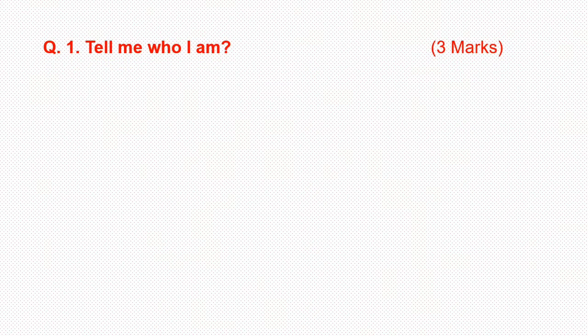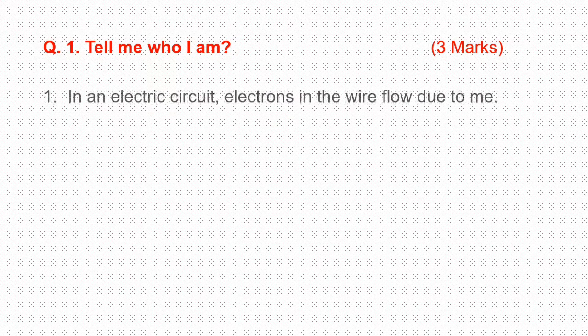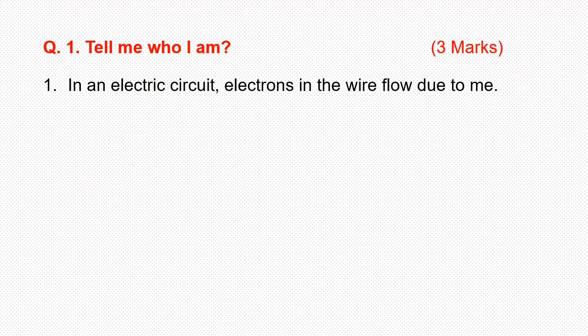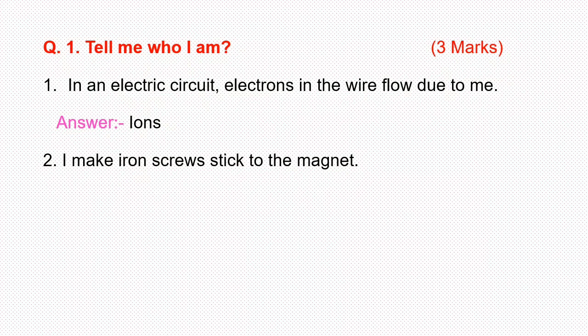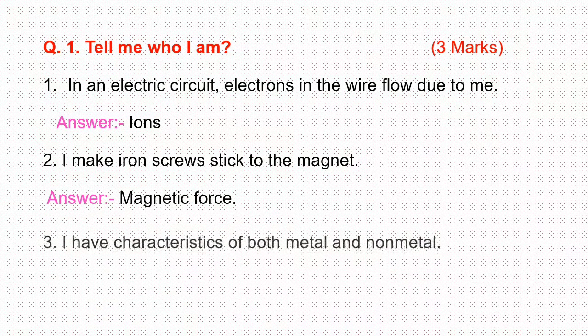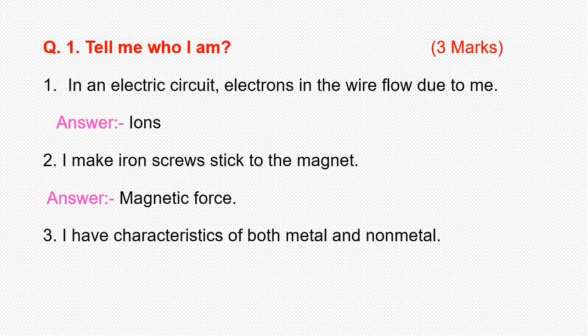Let's start the test. Question number 1 is, tell me who am I? This question is for 3 marks. And the statement is, in an electric circuit, electrons in the wire flow due to me. Who am I? Yes, the answer is ions. Second statement is, I make iron screws stick to the magnet. I am magnetic force. Third, I have characteristics of both metal and non-metal. Yes, I am metalloids.